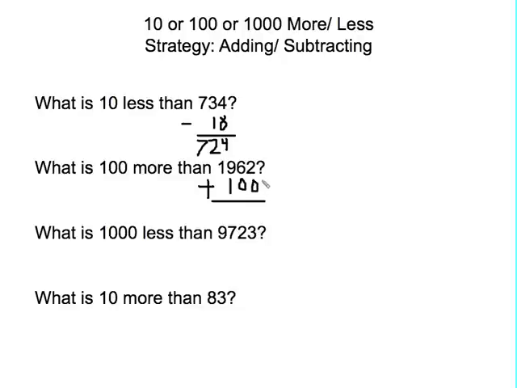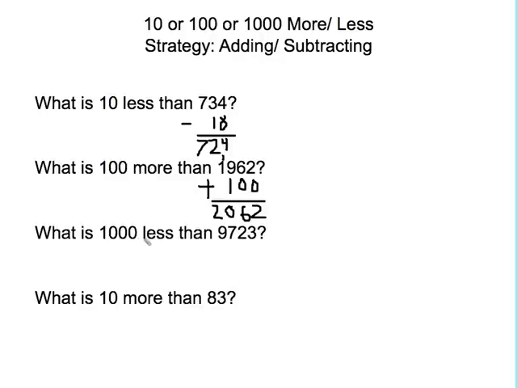Now it's just a matter of adding. 2 plus nothing is 2. 6 plus nothing is 6. 9 plus 1 is 10, so I put down the 0 because 10 hundreds is really like 1,000. 1 plus 1 is 2. I just figured out that 100 more than 1,962 is 2,062.